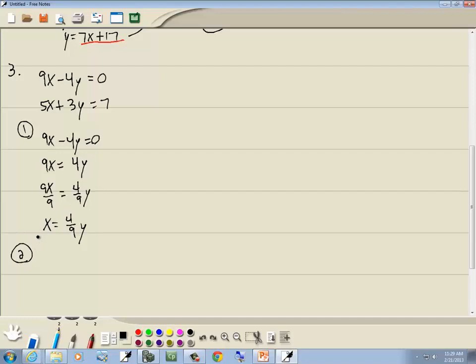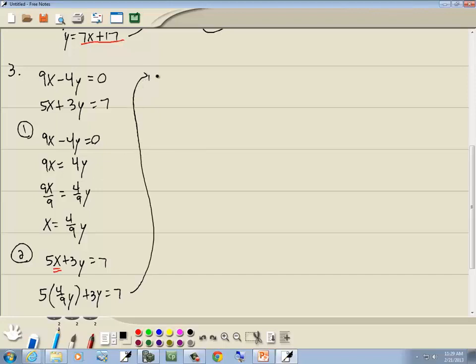Now step 2. We want to plug this into the other equation. So we've got 5x plus 3y is equal to 7. And we just said x was equal to 4/9 y. So we're going to replace the x here with 4/9 y. So we've got 5 times 4/9 y plus 3y is equal to 7. 5 times 4/9 gives us 20/9 y plus 3y is equal to 7.